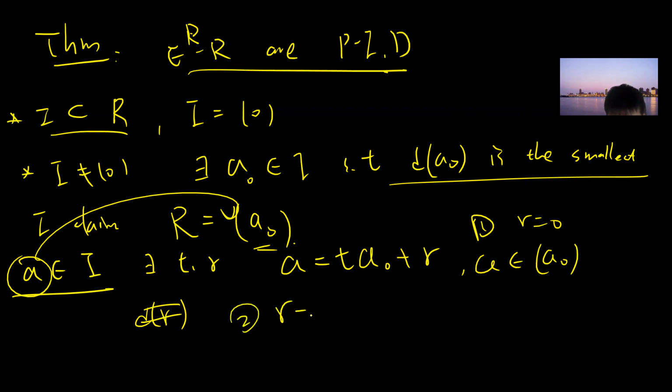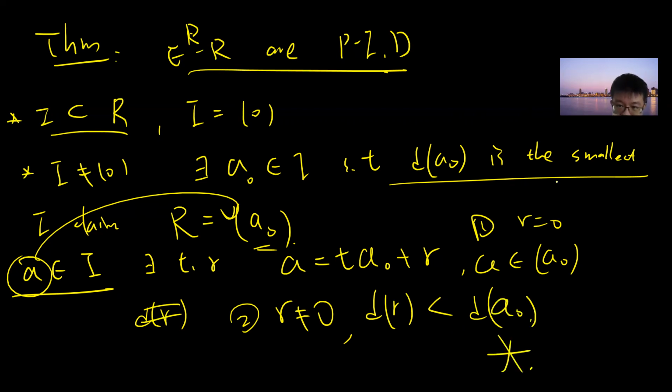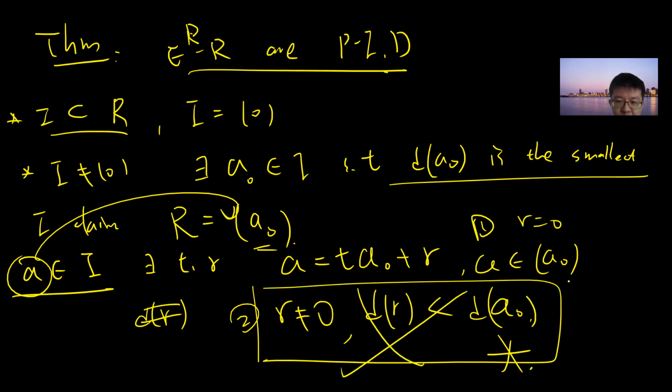The second case, if R is non-zero, that means D(R) should be strictly less than D(A0). So this is a contradiction because I said D(A0) is the smallest. So this cannot happen. So this means any element in the ideal must be generated by a single element. Yeah, so the proof is done.